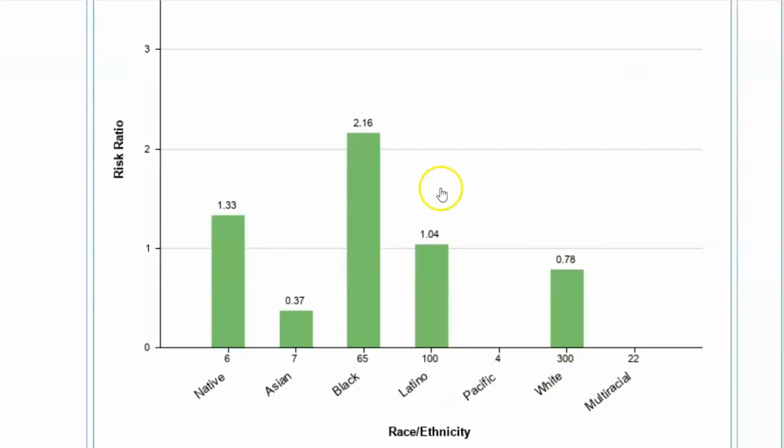But we also see there are two groups that have a higher likelihood of receiving a referral than the group of all other students. Students identified as Black are 2.16 times as likely to receive a referral, and our Native students are 1.33 times as likely. These are red flags our team should follow up on and dig a little deeper to find out more about why these groups are receiving these outcomes.